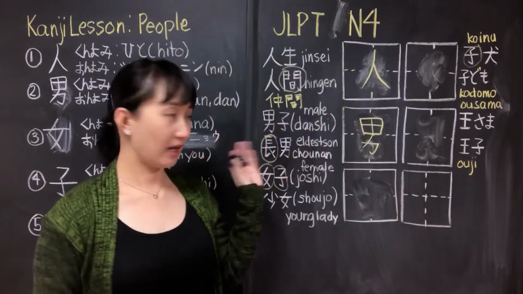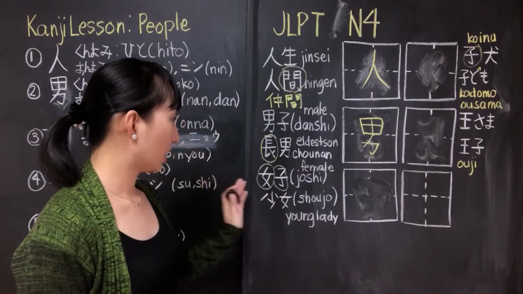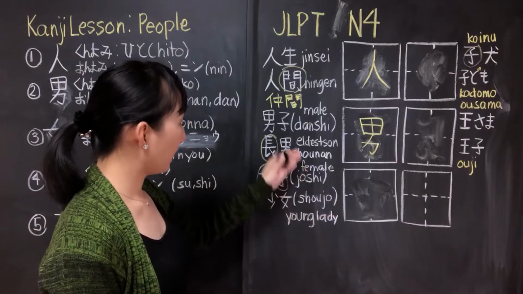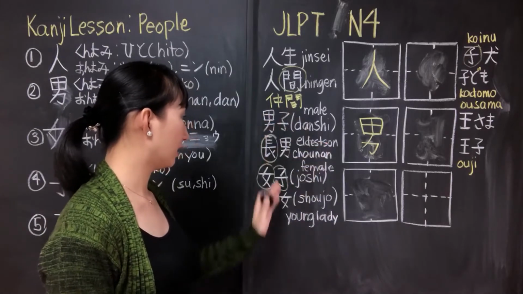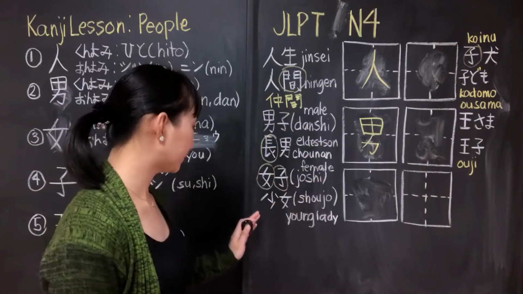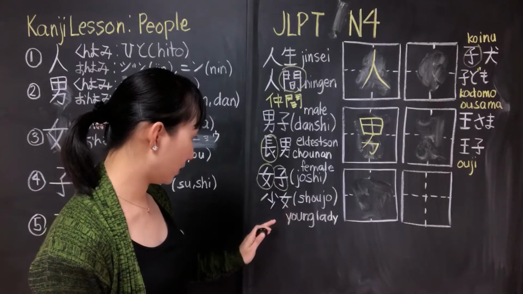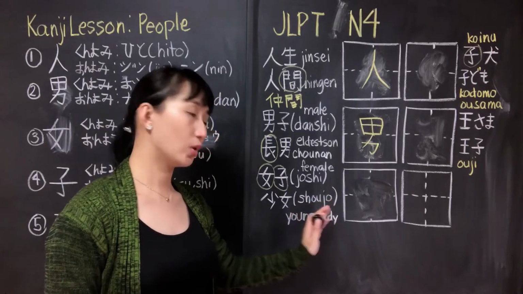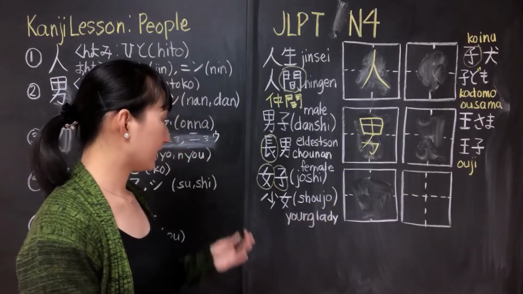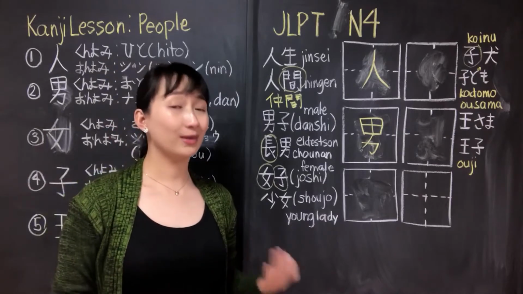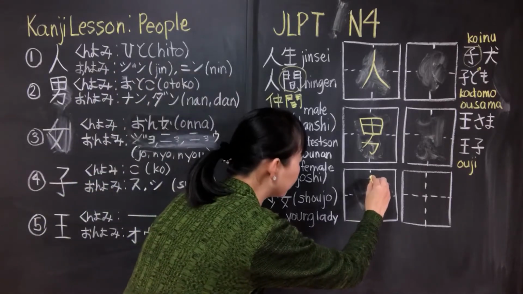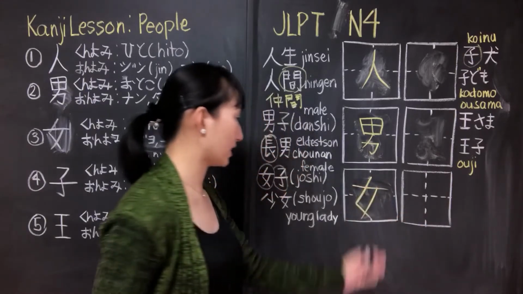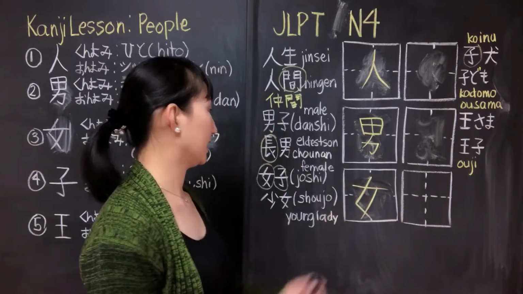The examples that I have for you for this kanji are joshi, which means female. So male is danshi, and then female is joshi. The other one that I have for you is shoujo, which means young lady. So this is how we write the onna kanji. 1, 2, and then 3. So this is the onna kanji.